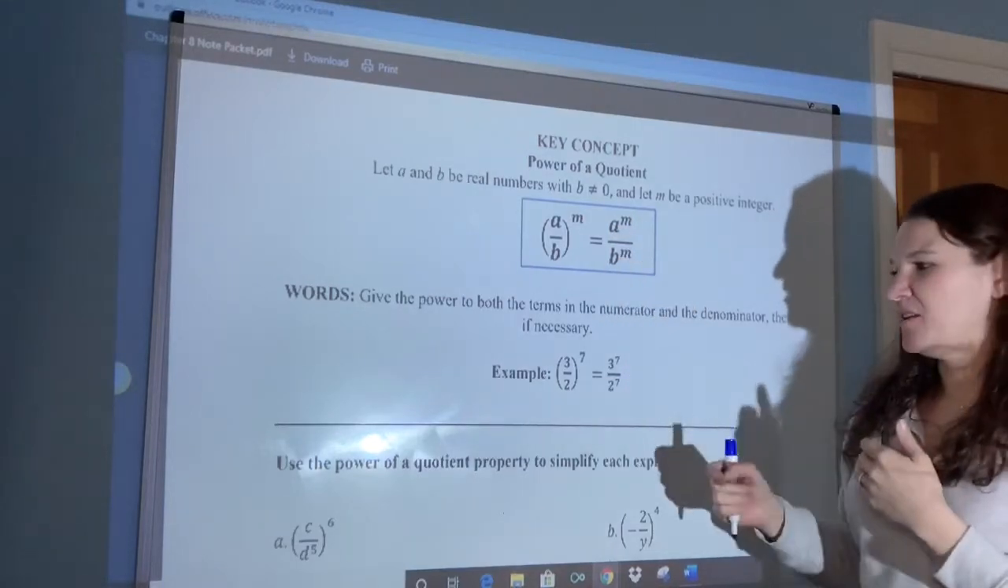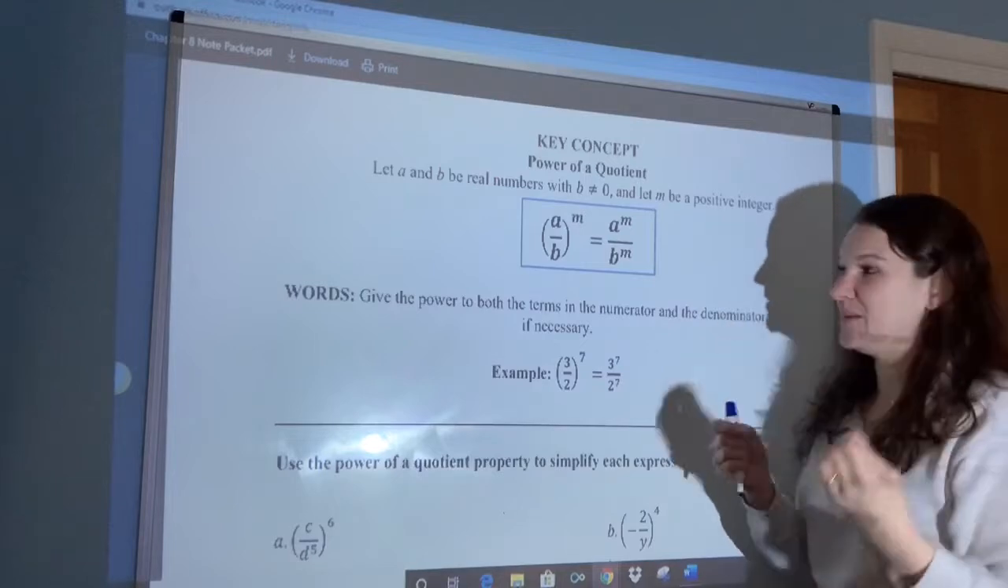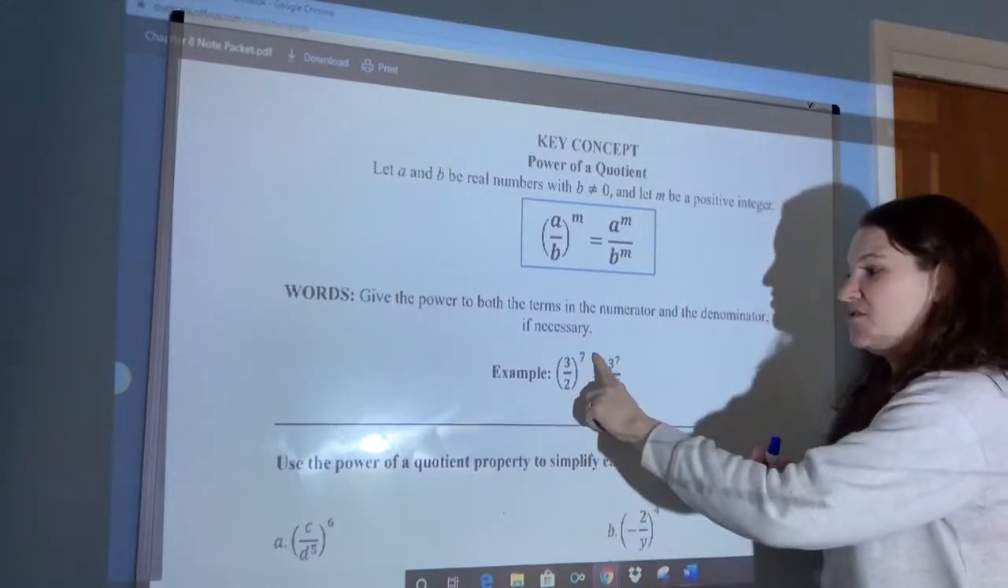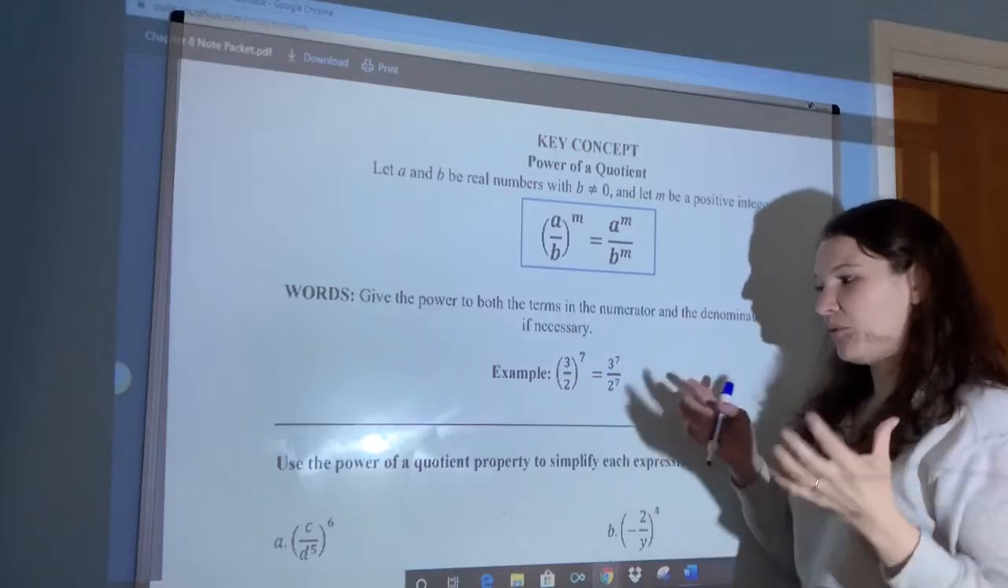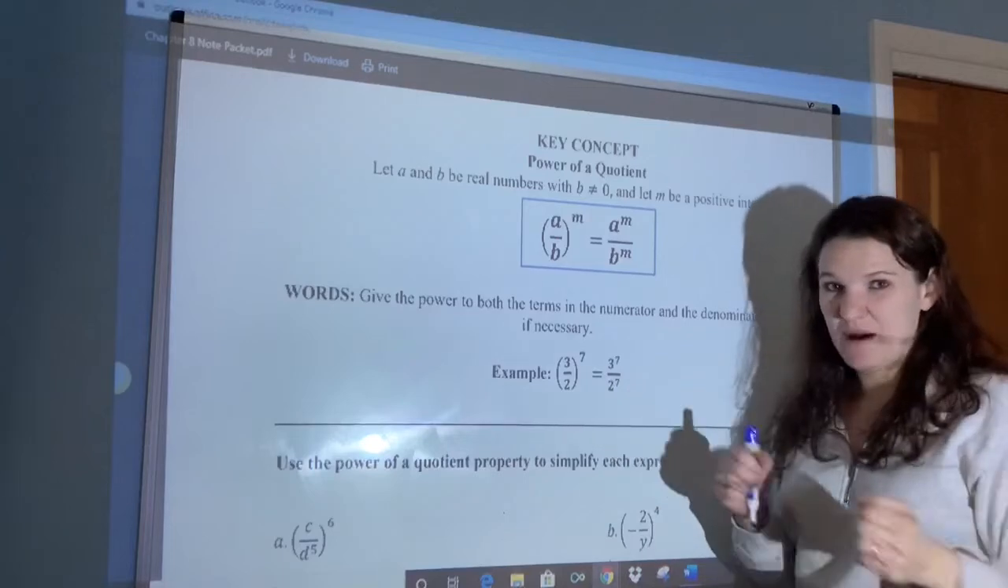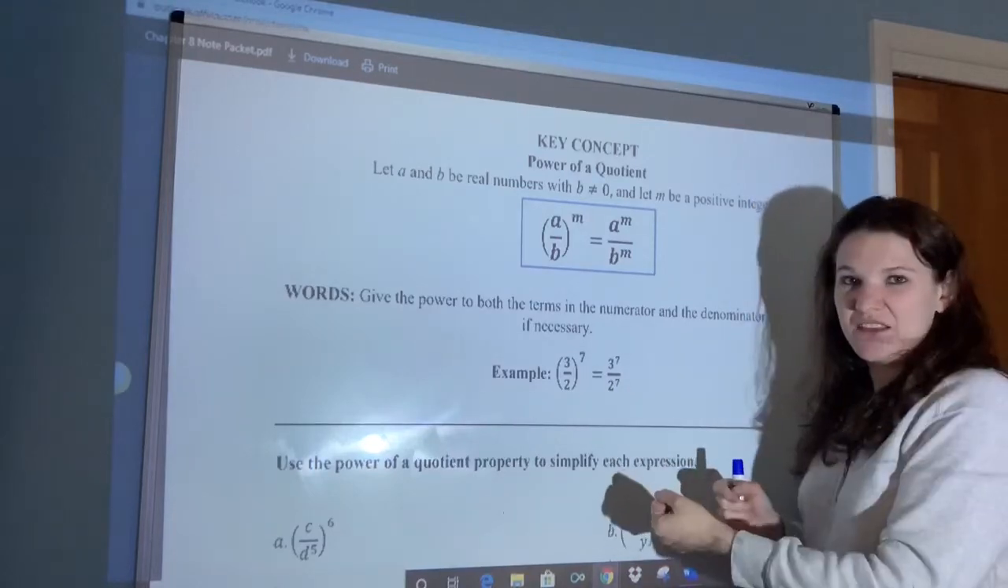Let's look at a number example. So again, two different bases, just like a and b are different, 3 and 2 are different. So we're just going to distribute the power of 7 to both of those bases, giving us 3 to the 7th power and then 2 to the 7th power. Pretty simple. Let's try the two examples below.